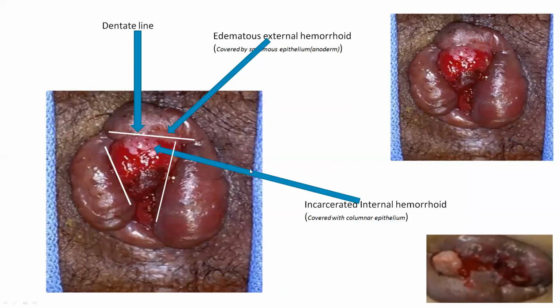On exam, there is severe pain. There is a massive prolapse of the internal hemorrhoids with edema of both the internal and external hemorrhoids, with varying degrees of thrombosis. The external hemorrhoids become very swollen, but never strangulated because, as you remember, they are always an external organ. Here is the dentate line separating the incarcerated internal hemorrhoids, covered by columnar epithelium, and the external hemorrhoids, covered by anoderm.